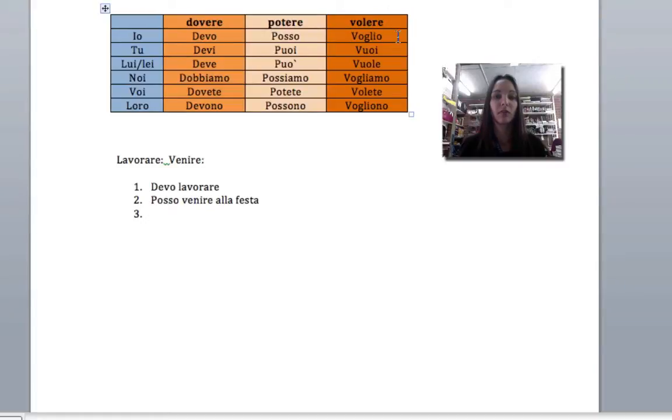Let's try one with volere. I want to eat a pizza. So look up the verb to eat, which is mangiare. We just conjugate for I want. Voglio. Voglio mangiare una pizza. Okay, so they're all examples for you. Let's start doing some examples for some other people as well.